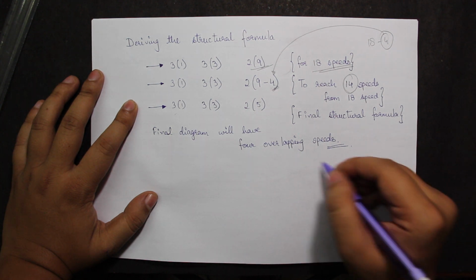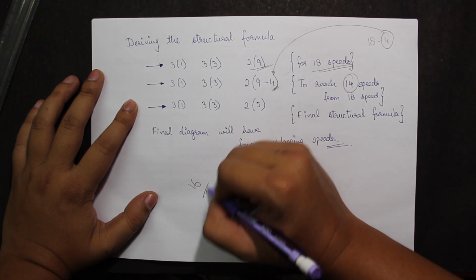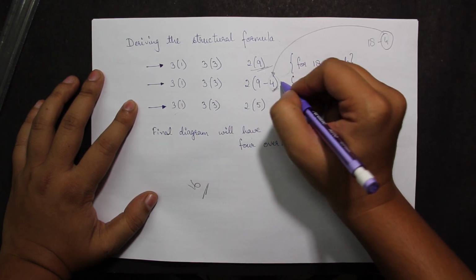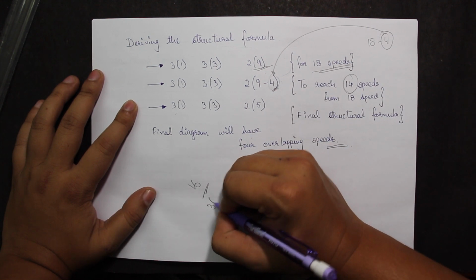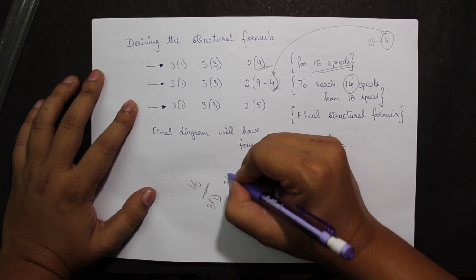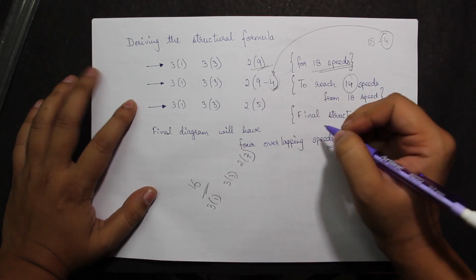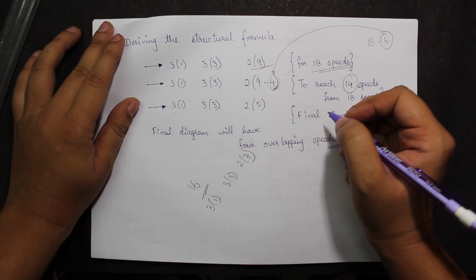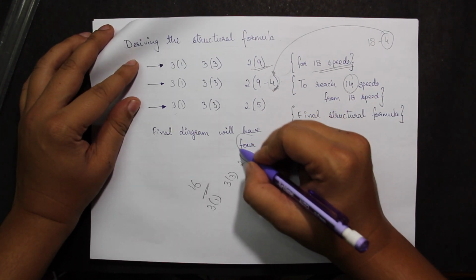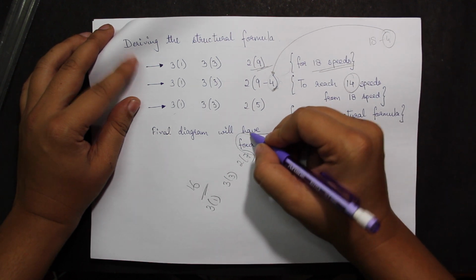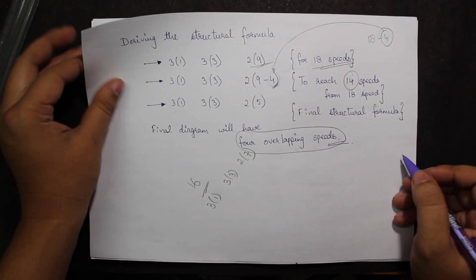If I needed a 16-speed gearbox, I'd be subtracting 2 from 9. Therefore, the formula for a 16-speed gearbox would be 3 1, 3 3 and 2 7. The final diagram will have 4 overlapping speeds, the 4 we subtracted here. We'll get to know about that later on.